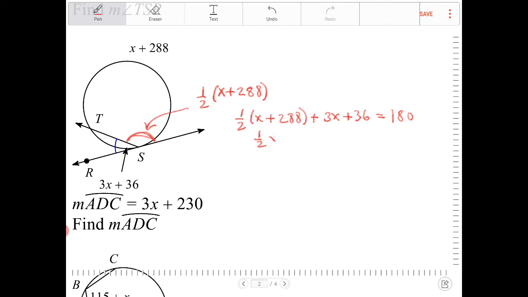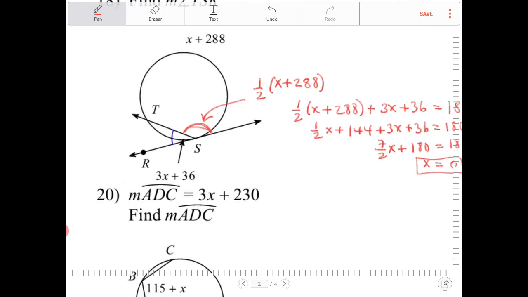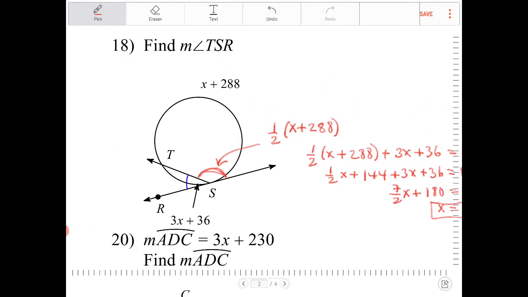So this is 1/2 x plus half of 288, that would be 144, plus 3x plus 36 is equal to 180. I want to combine like terms. 3x plus 1/2 x would be equivalent to 7/2 x. 144 plus 36 would be 180. So if that's the case, then x will end up equaling 0. And if x is equal to 0, that is definitely okay. Angle TSR is equal to 36.